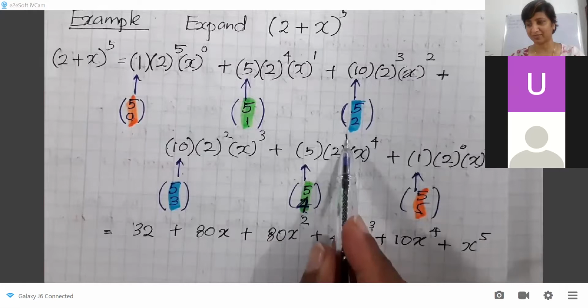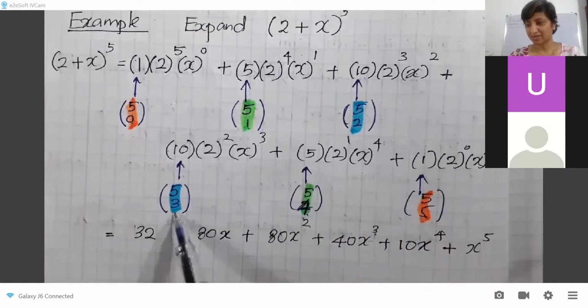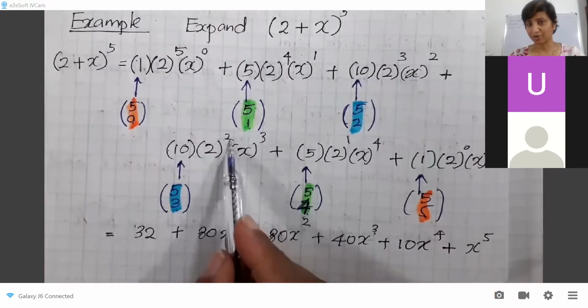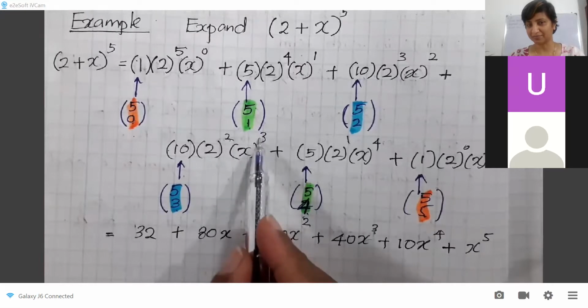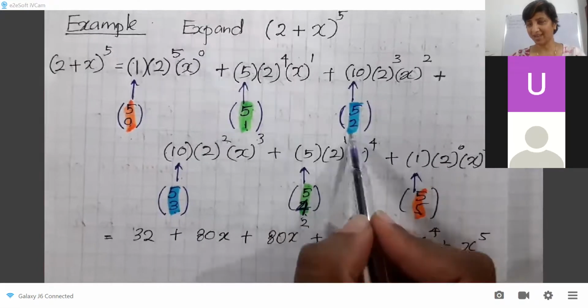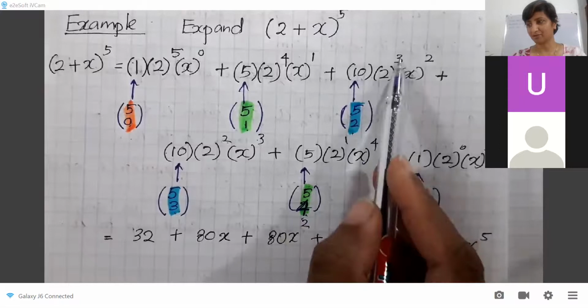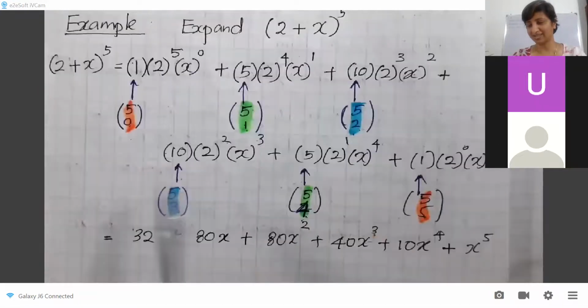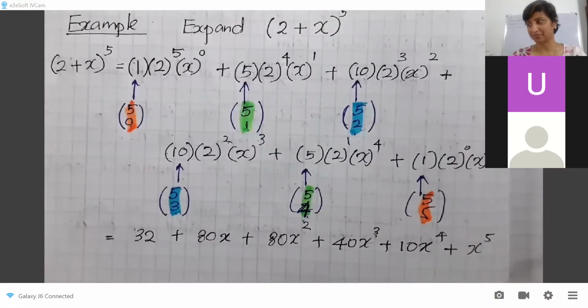Doesn't matter what you put. This bottom number could be 3 or 2, one of these two powers in your term. Here it's 2, here it's 3. And they are the same.